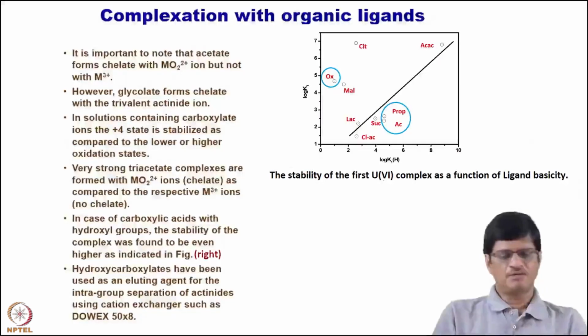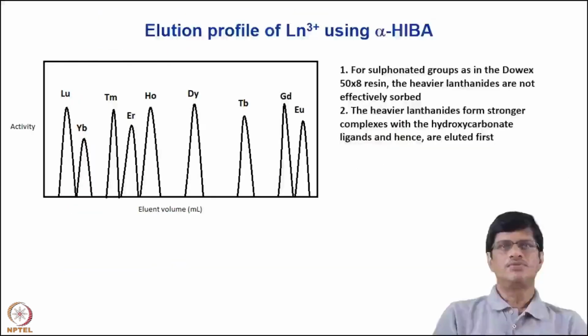In the case of carboxylic acids with a hydroxy group, the stability of the complex was found to be higher, as indicated in this figure. Also, these hydroxycarboxylates have been used as eluting agents for the intra-group separation of actinides using cation exchangers such as Dowex 50x8. As shown in the next slide, you see this elution profile of the lanthanide ions using a hydroxycarboxylate ligand, that is alpha hydroxy isobutyric acid.